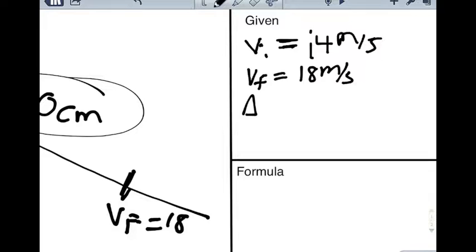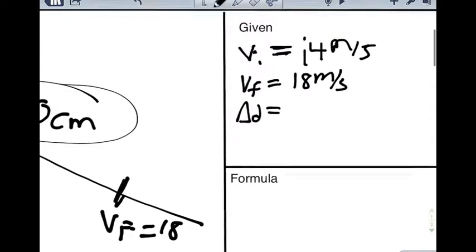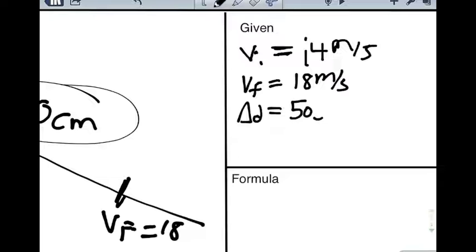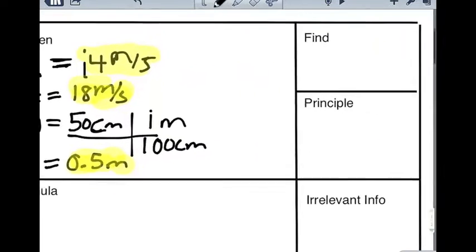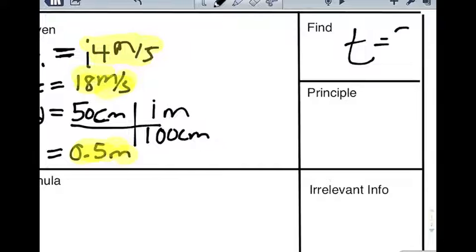Now you should recognize the fact that that 50 centimeters is not in a standard unit. So because it's not in a standard unit, you actually have to convert it. When we convert between centimeters and meters, you can say that there are 100 centimeters in 1 meter, or you can say that the displacement is 0.5 meters. So now we have all the information that's necessary. We've got our displacement, our initial velocity, and our final velocity. So now we can ask, what are we looking for? We're trying to solve for the time that it takes to go between these 2 gates. We want to know how long it's going to be there.